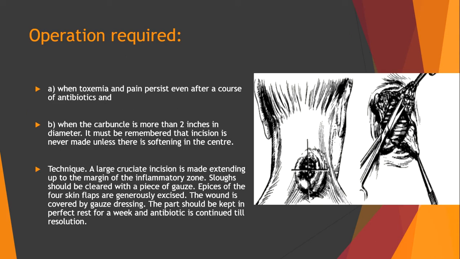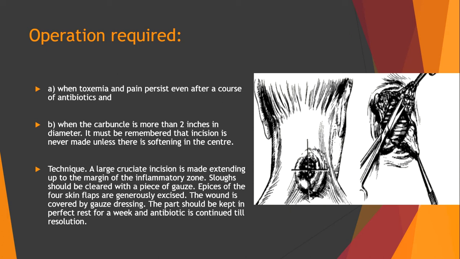In case of carbuncle, operation is required: A. when toxemia and pain persist even after a course of antibiotics, and B. when the carbuncle is more than 2 inches in diameter. It must be remembered that incision is never made unless there is softening in the center.